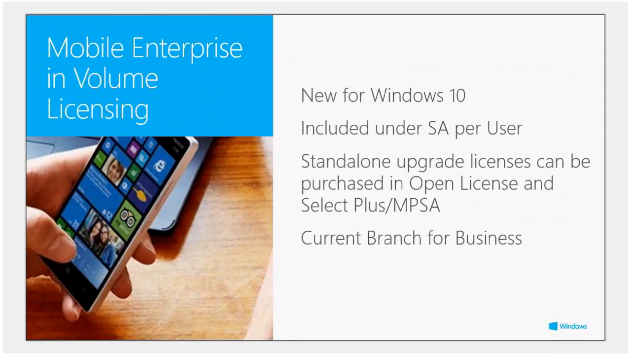Essentially, Mobile Enterprise gives you a current branch for business scenario, whereas just the core Windows 10 mobile SKU is more of a current branch where there's no corporate control of updates. And so what you get with Mobile Enterprise is IT control over the update cadence for those devices.